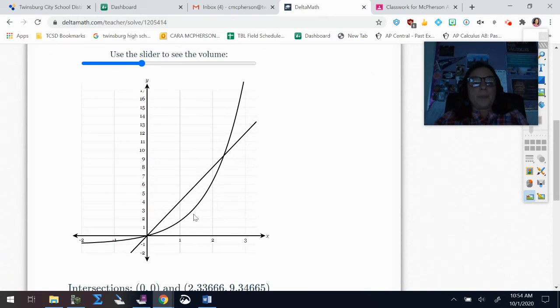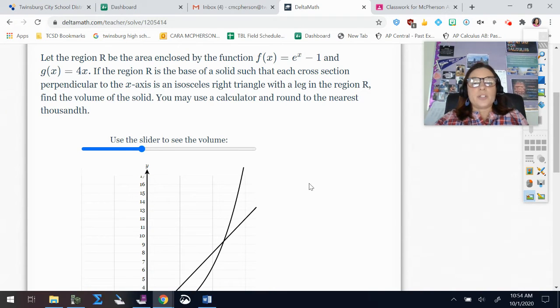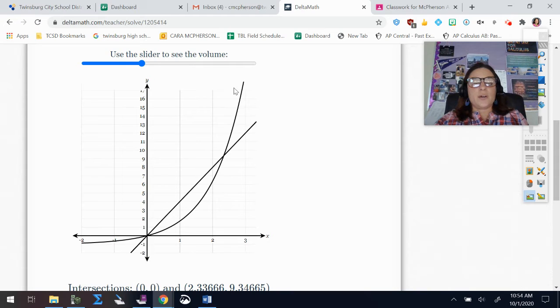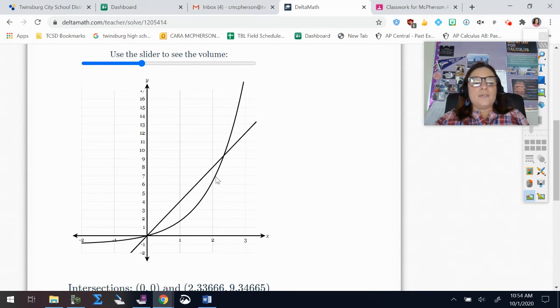So R is your base. So this is your region right here. And it's formed by taking the functions e to the x minus 1, which is obviously the curved one, the exponential growth, and 4x, which is the linear one, and finding that area that is present. And we've done a lot with these things. We've found area, we've revolved it, but now we're doing something a little bit different.